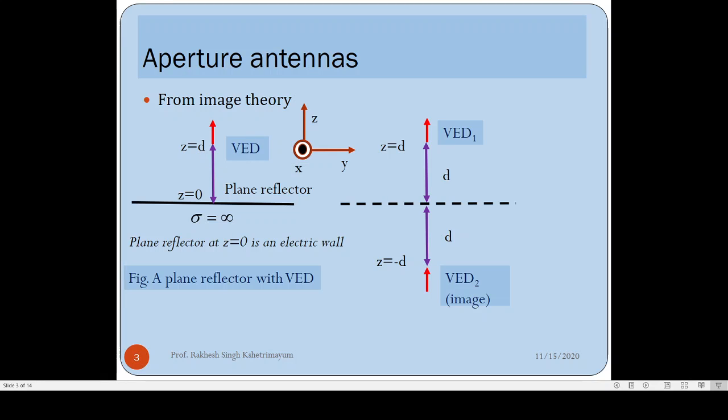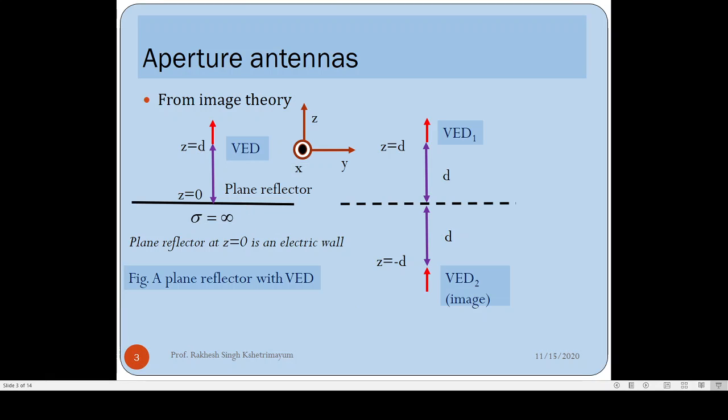So now you already know how to apply the method of images. Just the coordinate system here: the x-axis is coming out of this computer screen, the y-axis is along this direction, and the z-axis is along this direction. So we have a plane reflector in the xy plane at z equal to 0, and the vertical electric dipole is located at z equal to d. Because of this plane reflector, we can apply the method of images.